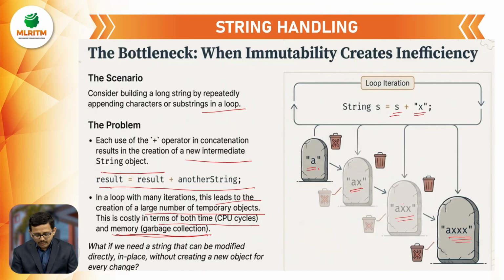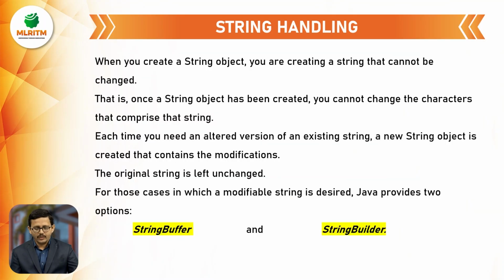So what if we need a string that can be modified directly in place without creating a new object for every change? How can we overcome this problem? How can we reduce the overhead of creating new objects? That is answered using two things. The first one, which was introduced in JDK 1.0, is the string buffer.